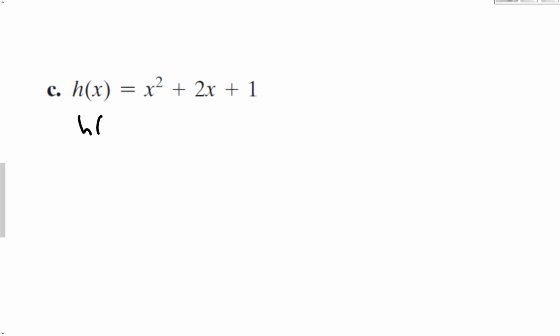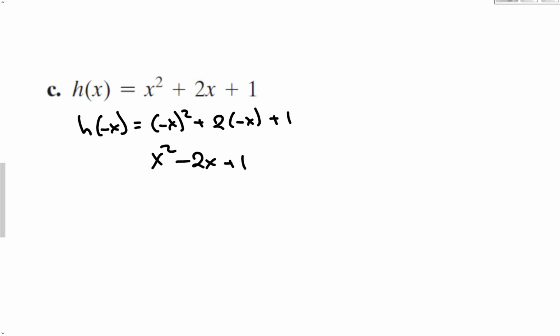For h of x, if I plug in negative x, I'm going to get negative x squared plus 2 times negative x plus 1. Negative x squared turns into a positive x squared, but the middle term now turns negative, and so everything didn't stay the same, and everything didn't change sign, so this function is actually neither even nor odd. Okay? So that's possible too. It doesn't have to be even or odd, it could be neither.